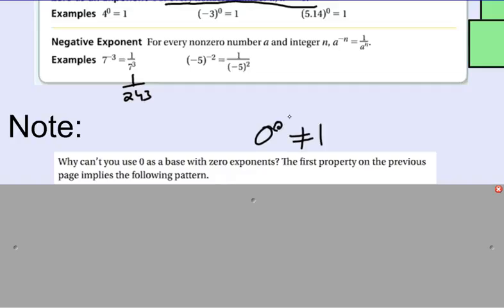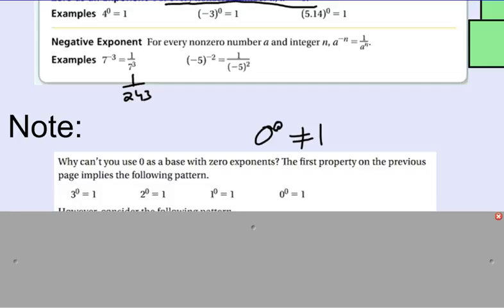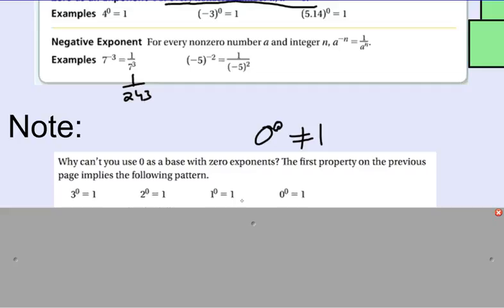Okay, we're going to look at a pattern. The first property on the previous page seems like this would be equal to 1, but it's actually not. So if we look at it, 3 to the 0 power is 1. 2 to the 0 power is 1. 1 to the 0 power is 1. Shouldn't 0 to the 0 power be 1?